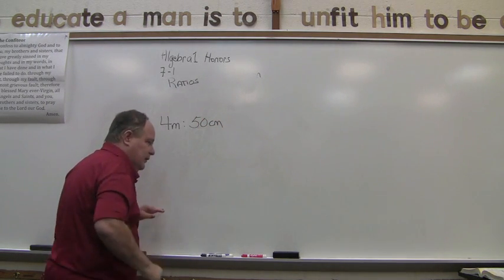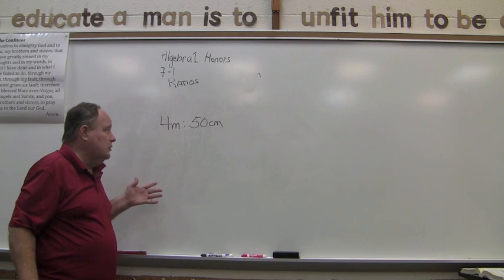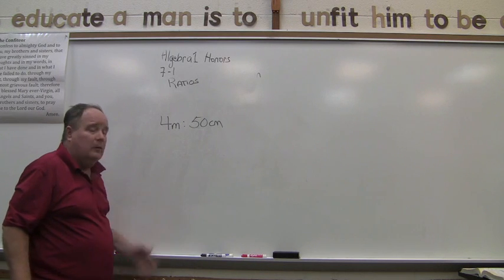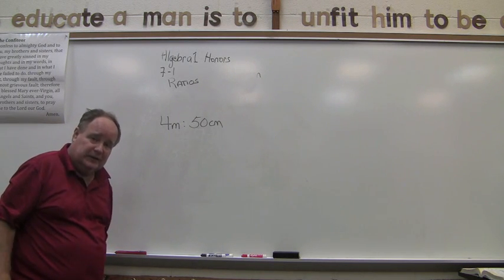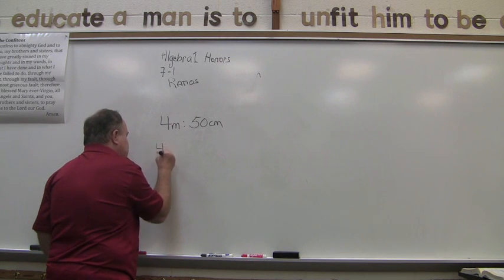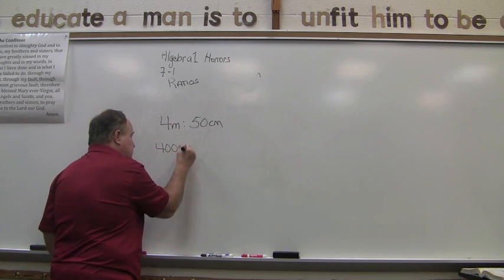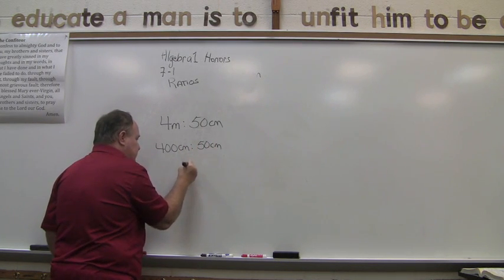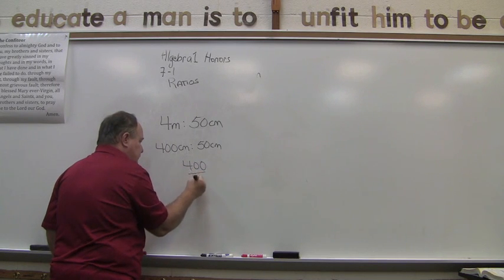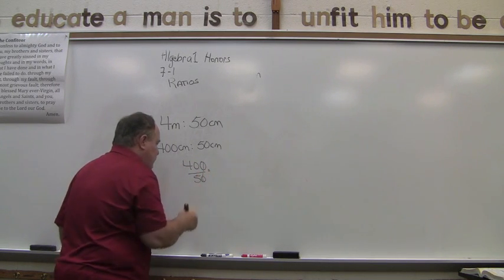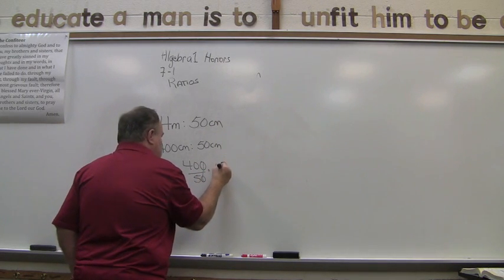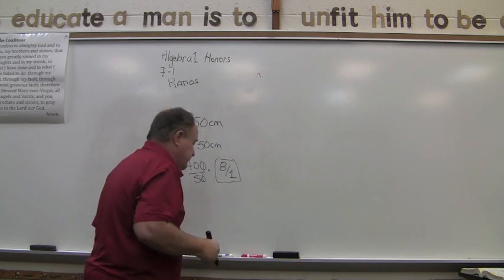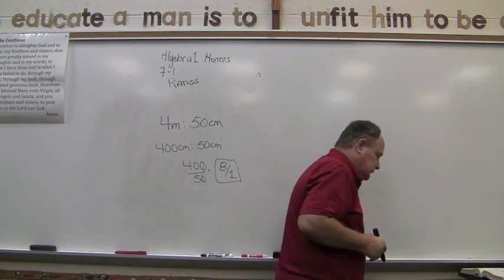Again, we have to decide for ourselves, are we going to make them all meters or are we going to make them centimeters? Let's just choose this time to make them centimeters. So 4 meters is actually 4 times 100 centimeters, or 400 centimeters, over 50 centimeters. We can rewrite it as 400 over 50, and we're going to reduce it. It's going to be 8 to 1. And that's the ratio. The ratio will be 8 to 1.